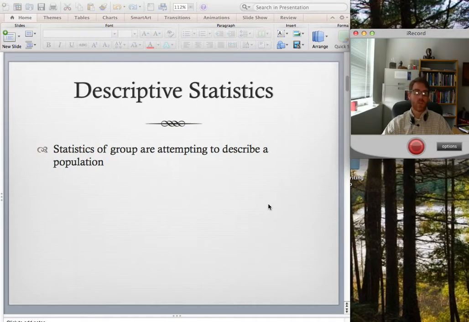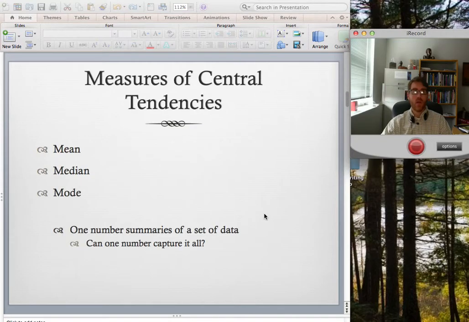So statistics of a group, they're attempting to describe that population, and often that group is a sample, and we'll talk more about samples and populations. But I wanted to first start out talking about what are some descriptive statistics that we often approach, and how it is different than inferential statistics that we'll talk about in a minute. But the most common one are measures of central tendency. And you've heard mean, median, and mode. You're probably very familiar with them.